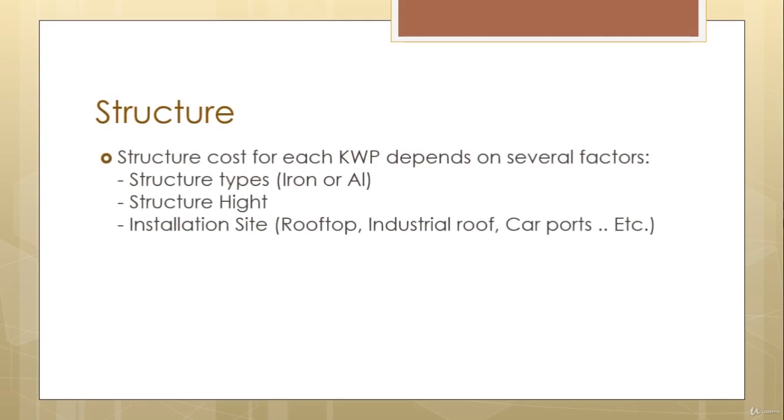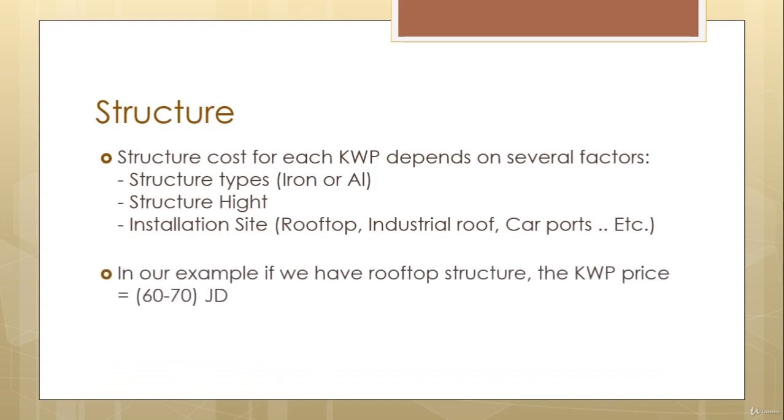And the structure. Structure cost for each kilowatt peak depends on several factors, like structure type, iron or aluminum, structure height, and the installation site: rooftop, industrial, carports, etc. In our example, we have a rooftop structure, and the price of the rooftop structure here in Jordan is between 60 to 70 JD. For the total structure, if we take 65 for each kilowatt peak multiplied by 3.6, we will get 234 JD.